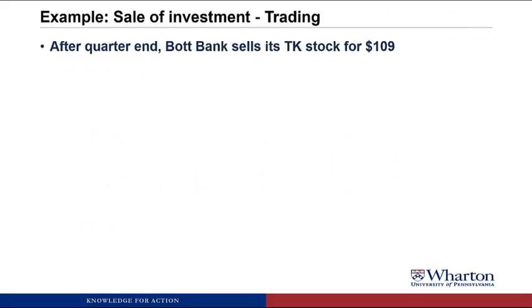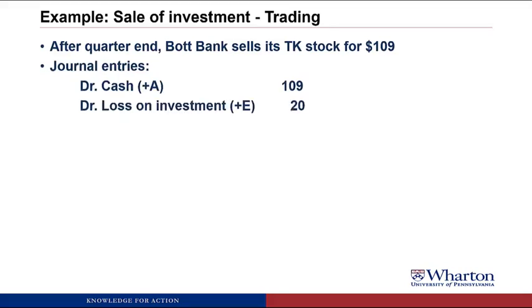Now Bot is going to sell its TK stock. The stock price has gone down a little bit, and so they can only sell it for $109. So the journal entry is Bot gets $109 of cash, so they debit cash 109. They get a loss on investment of 20 because the marketable securities were carried at 129 on the balance sheet at the most recent quarter end. So remember, under trading securities, this loss when you sell the securities that goes in the income statement is the difference between what the marketable securities were valued at on the last balance sheet date and the cash that you receive. Then we have to go on and do the tax part.